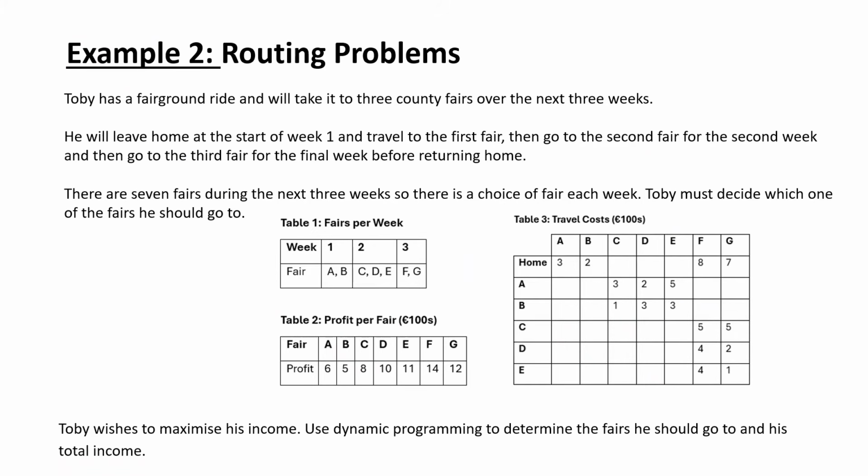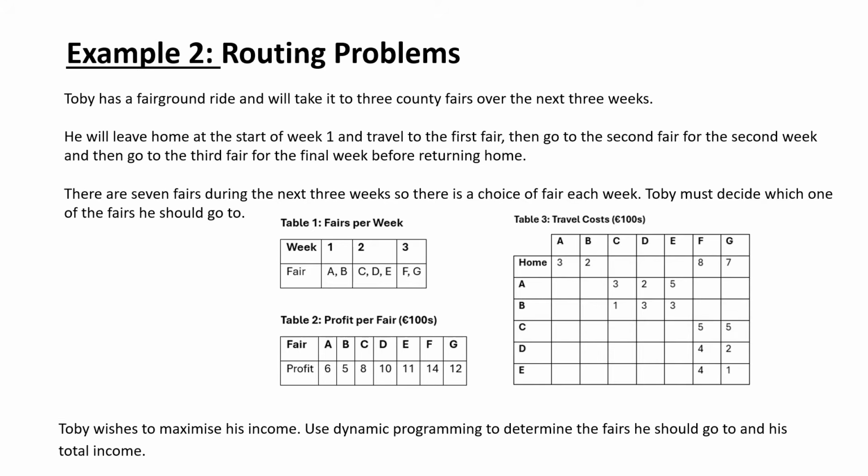So example 2 is a routing problem. Toby has a fairground ride and will take it to 3 county fairs over the next 3 weeks. He will leave home at the start of week 1 and travel to the first fun fair, then go to the second fair for the second week, and then go to the third fair for the final week before returning home. There are 7 fairs during the next 3 weeks, so there is a choice of fair each week. Toby must decide which one of the fairs to go to.